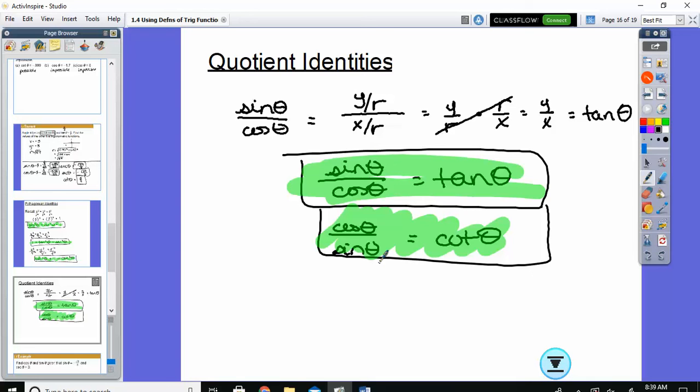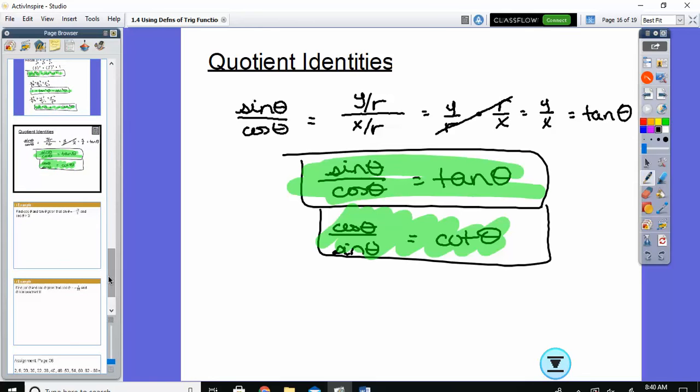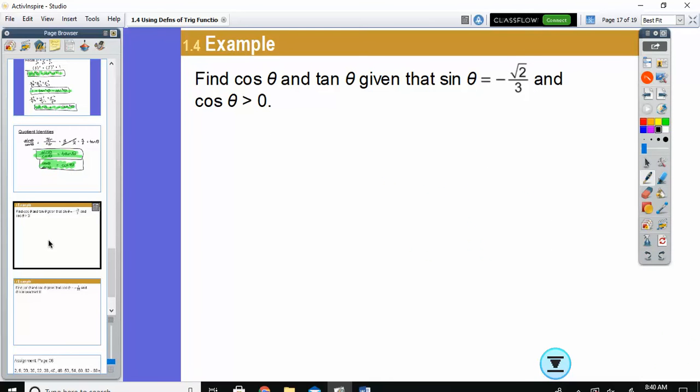Alright, so what I want to do is, let's say, one example, maybe 2 if we need a second one. These identities are things that can help you, but only if it makes sense to you. So if you don't like dealing with that, you actually don't have to. We are going to do a problem similar to one we already did. I'm going to tell you to find cosine and tangent. So I'm not making you find all the trig functions, only some of them. If sine is equal to negative radical 2 over 3, and cosine is greater than 0.